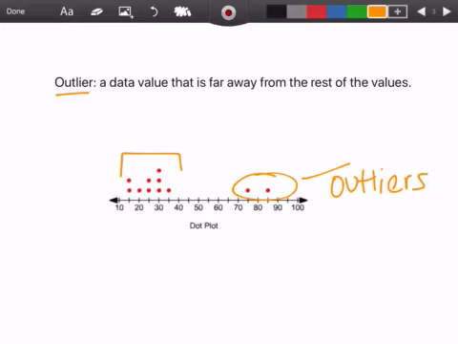Make sure you put some of this information into your spiral, and we're going to practice this tomorrow.